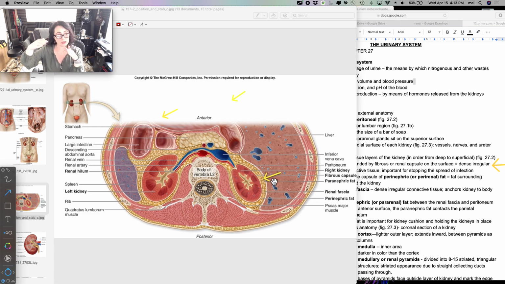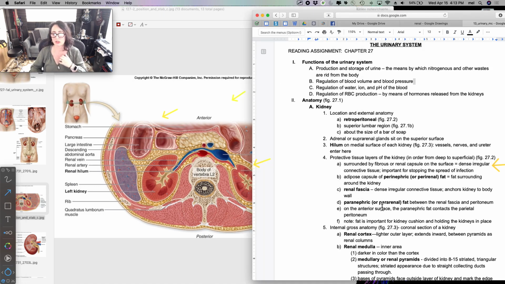That's more superficial, coming from the kidney out, and that's called the perinephric fat. So another layer of packing peanuts, another layer of packing, keeping it back there. And superficial to the perinephric fat is when you are going to run into the peritoneum, and specifically it is the parietal peritoneum. So on the anterior surface, it contacts the parietal peritoneum.